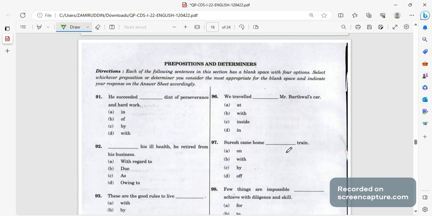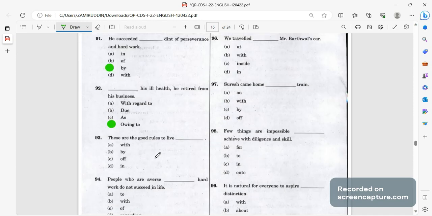Prepositions and determiners. He succeeded by dint of perseverance and hard work. So "by" will be the right answer. Owing to his ill health, he retired from his business. These are some of the good rules to live by. "Live by" will be the right answer.